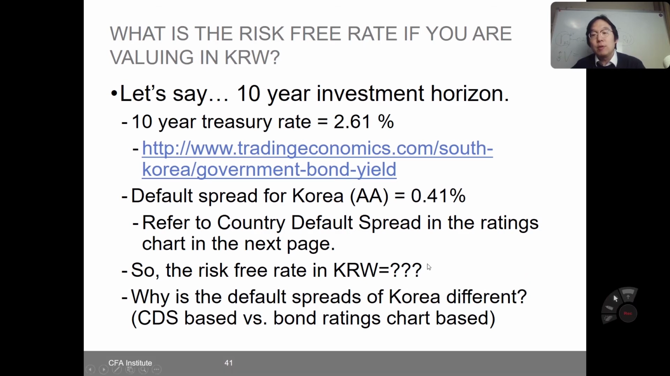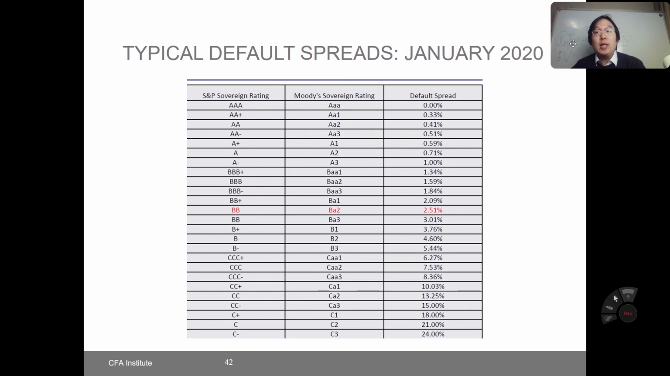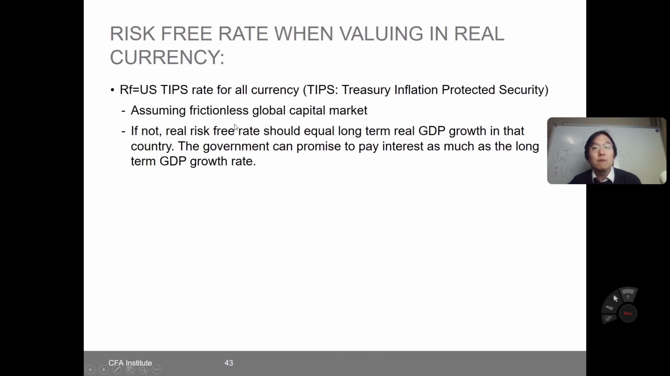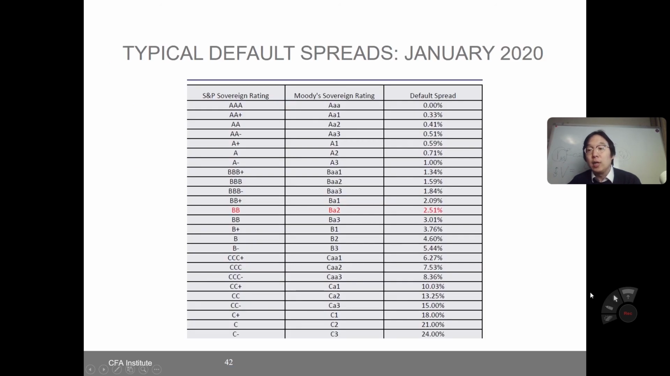Now, we move down, right? Typical default spread as of January 2020 is shown over here. AAA all the way down to single C, all different countries' ratings by Moody's is shown over there, and the default spread associated with it is shown over here, right? So as long as you have Korea's bond rating, in US dollar terms, then go for that rating. Oh, Korea AA over here, 41 basis points, right? That's what we do. Oh, Korea AA, 41 basis points. That's it.